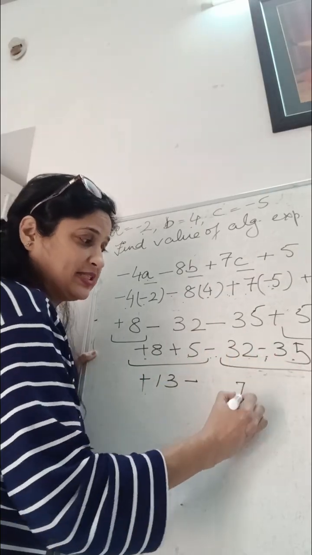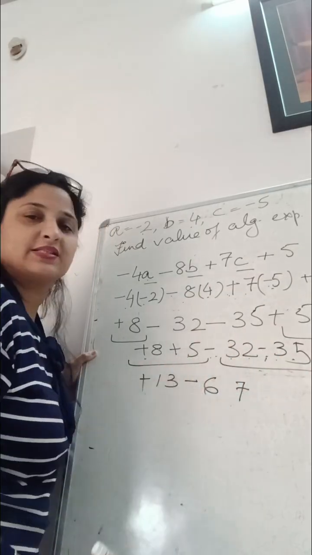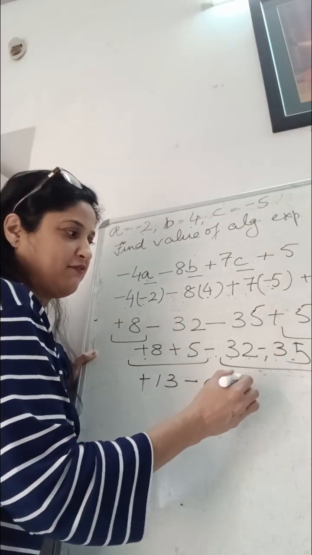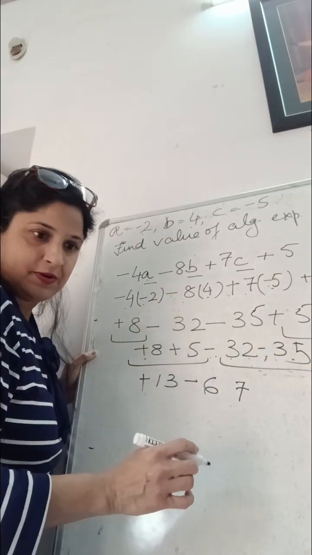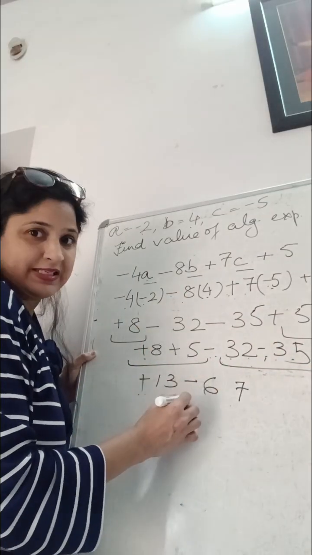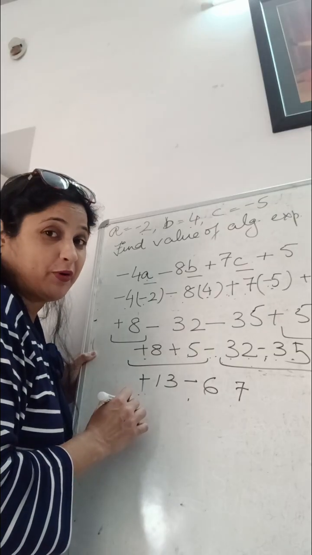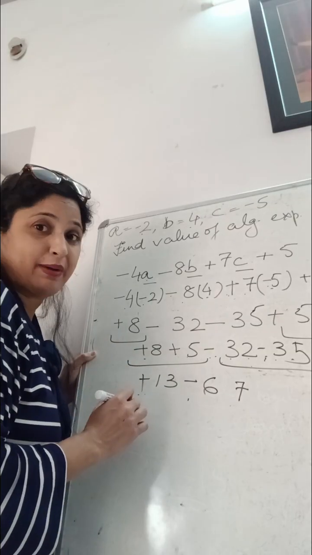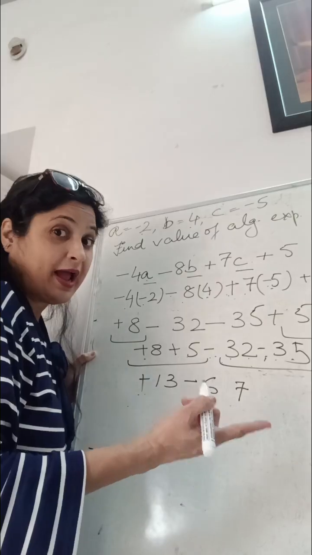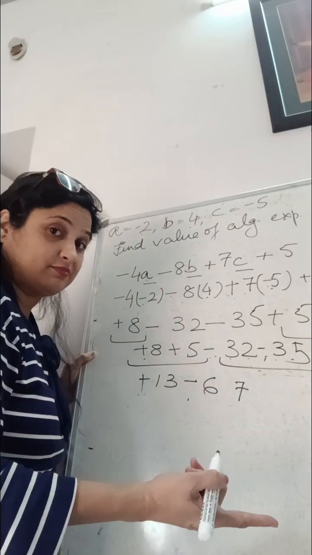सो 5 and 2 is 7, and 3 and 3 is 6. सो 32 plus 35 will give you 67. अब फिर प्लस एंड माइनस है. सो माय डियर स्टूडेंट्स, व्हाट यू आर गोइंग टू डू? Whenever there is a plus and minus sign, you are going to subtract and put the sign of a bigger number.